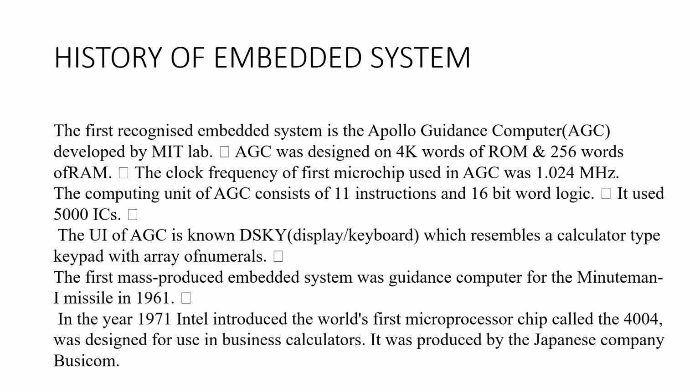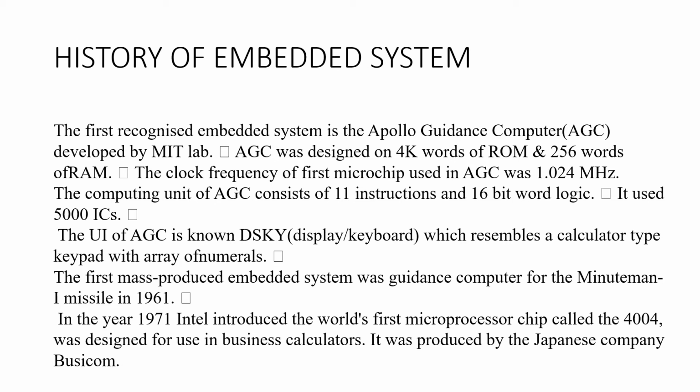This Apollo guidance computer was designed with 4K words of ROM and 250 words of RAM. Here ROM and RAM are both important, and the clock frequency of the microchip used in this was 1.024. Slowly they started using the embedded system, testing with small words on a small microchip.